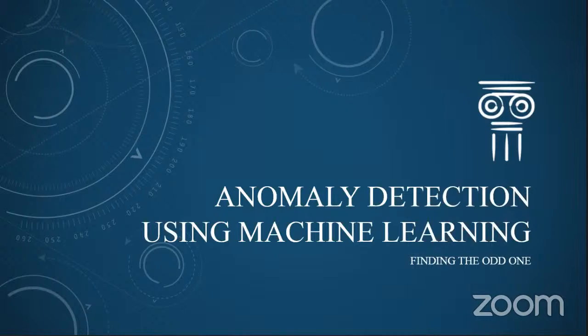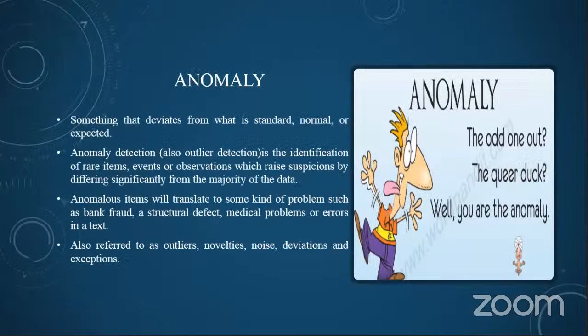As the first slide shows, we are going to look into anomaly detection using machine learning. So first, we will take a look into what is an anomaly. Basically, if you search on the dictionary, it says something that deviates from the standard, normal, or expected. That's what is called an anomaly.